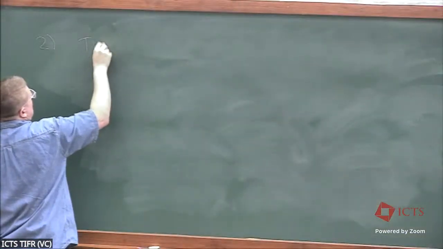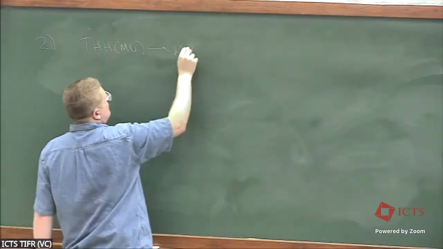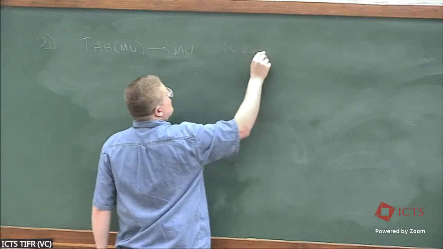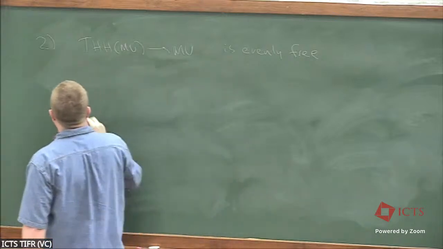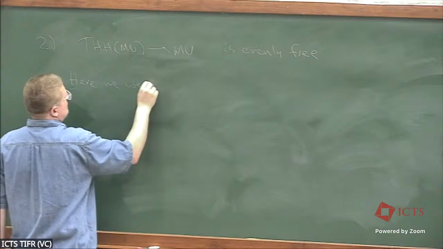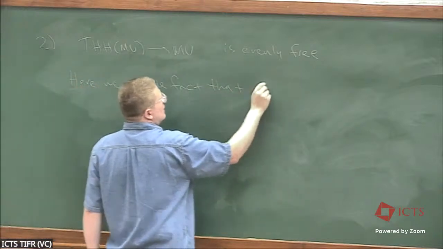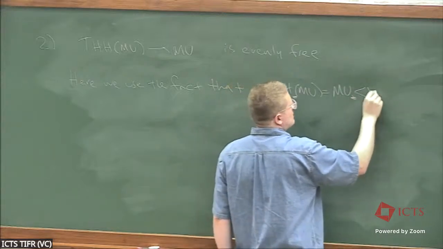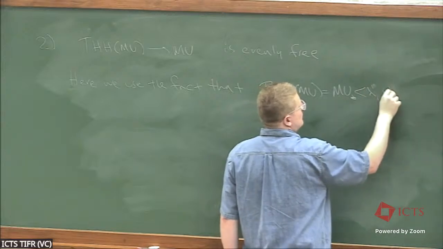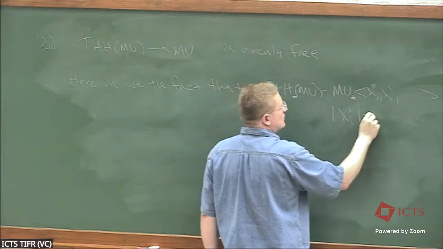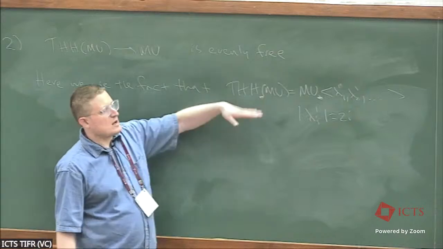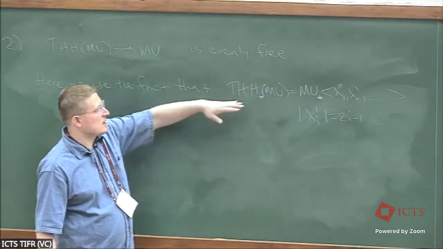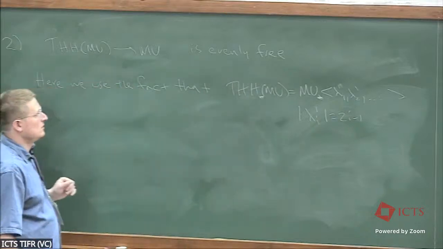You could also look at the map from THH of MU to MU. Because this is a commutative ring spectrum, there's a co-unit map from THH of MU to MU. This is evenly free. So here, we use the fact that THH of MU is MU star, and then exterior on certain classes, I'll call lambda 1 prime, lambda 2 prime, where these are in degrees 2i minus 1. I think this computation will show up in one of Samik's talks, and I'm not going to give the computation.